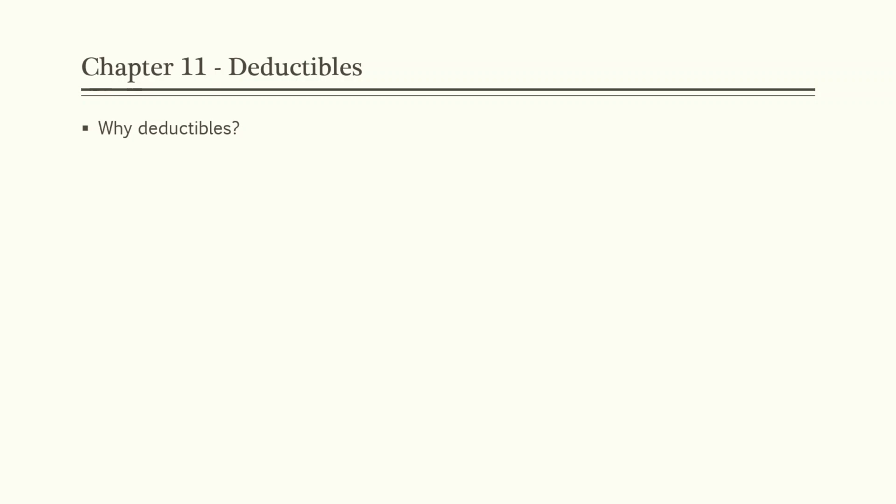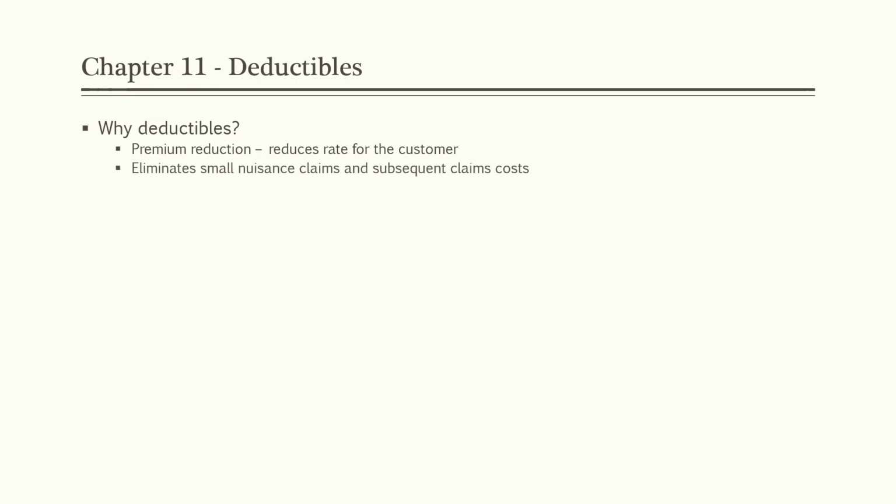So what is a deductible, and why do we have it? One reason is it reduces the rate for the customer. Having a deductible is saying the insured has a limit for which they are responsible. So if I have a $500 homeowner's deductible, the company will not pay me any money for any losses that are less than $500.